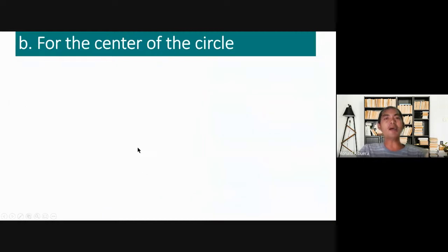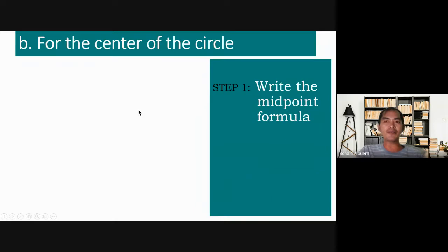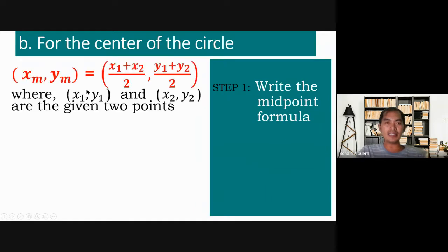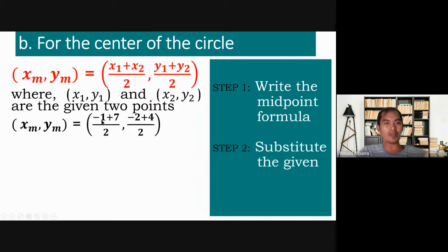Okay. How about for the center of the circle? To get the center, it's better to use the midpoint formula. Okay, right? The midpoint formula and substitute the values. You are going to add the x coordinates: x coordinate 1 plus x coordinate 2 over 2. So we have -1 plus 7 all over 2. And for y, we have -2 plus 4 all over 2.